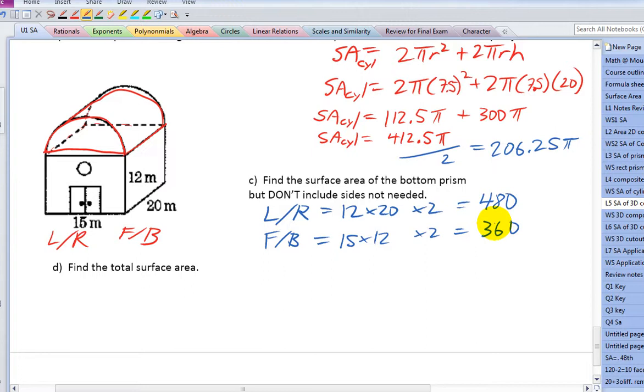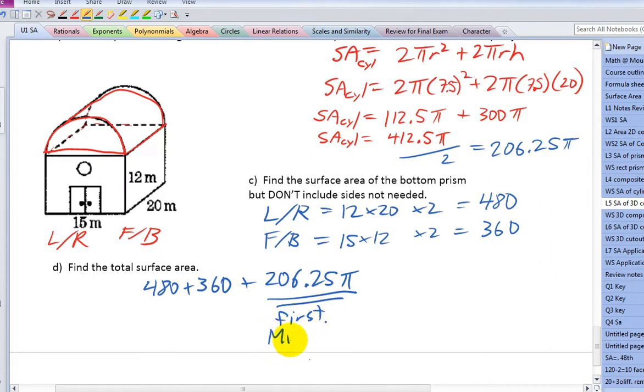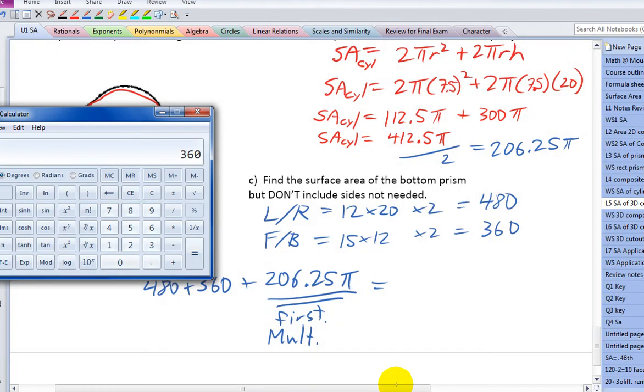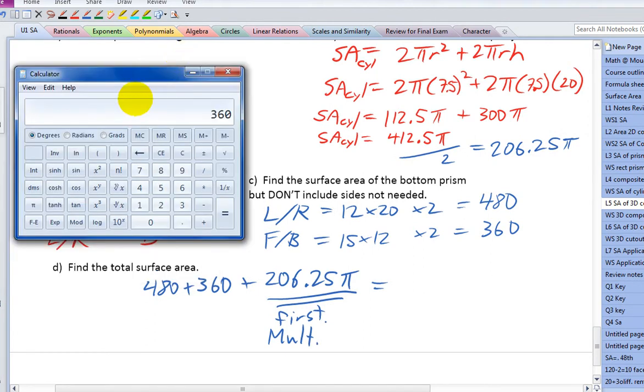Now once we have those, what are we going to do then to find the total surface area? Just add them. There is no overlap now because we didn't add anything extra. So nothing needs to be taken away. So 480 plus 360 plus 206.25 pi. Now you might want to do this first because this is a multiplication. So my advice to you is to do it first. Most new calculators will be okay, but if you have an old calculator, it might not follow the order properly. Okay, so you know order of operations better than your calculator.